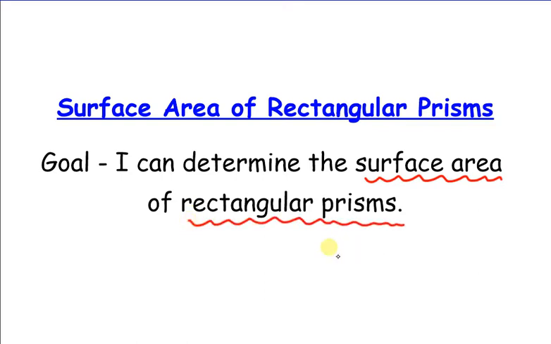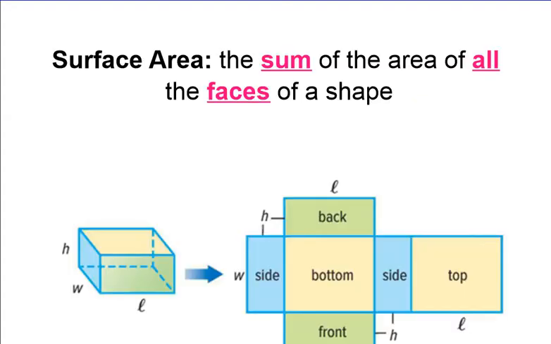Now remember, rectangular prisms are different from cubes because cubes are made up completely of squares, but rectangular prisms have rectangles, and sometimes squares with them as well. So let's go ahead and get started.